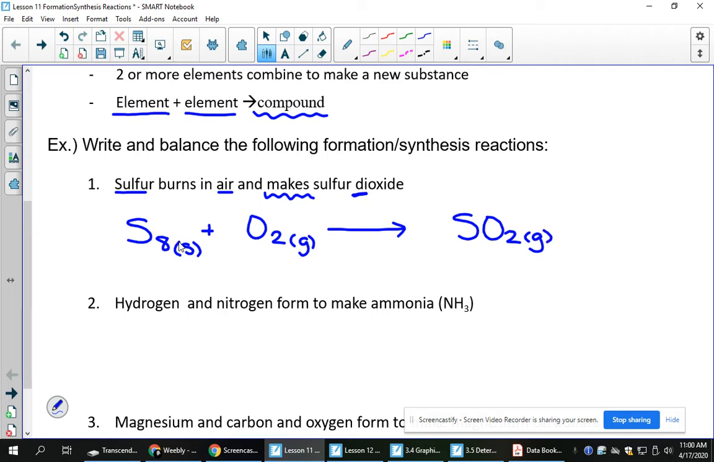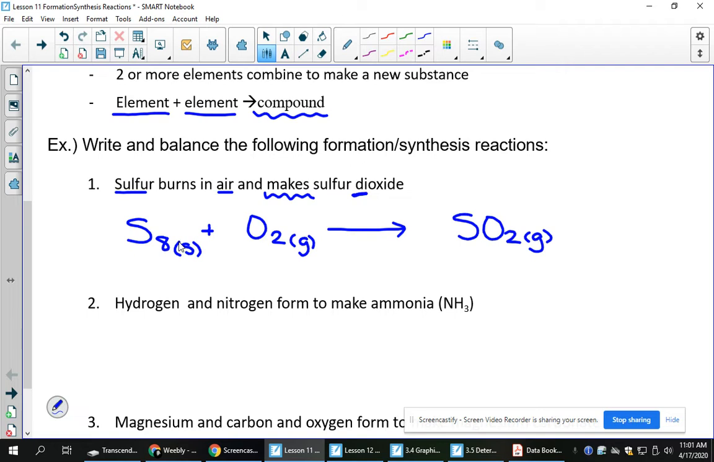So now we've got what's called the skeletal equation. We've got all the chemical formulas written properly. We've got a plus sign where we're combining sulfur and oxygen, and we've got an arrow where it says we make something else. So this is telling us if I go in the lab right now, I grab some sulfur and some oxygen and put them together, I can make sulfur dioxide.